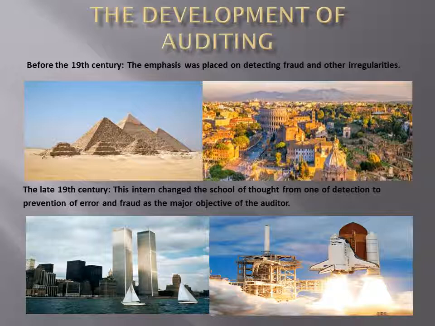In the late 19th century, the concept changed and saw companies as separate legal entities. This led to the separation of ownership and directors from control, as they were no longer involved in the day-to-day decisions made by management. This required safeguards to protect the interests of owners. This in turn changed the school of thought from one of detection to prevention of error and fraud as the major objective of the auditor.